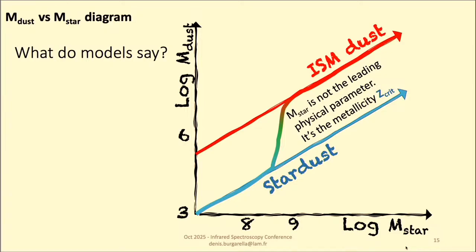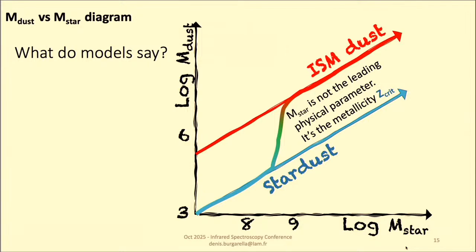And what a model says is that you have a transition here between 10 to the 8 and 10 to the 9. But the stellar mass is not the leading parameter. Models tell you that it's just the metallicity, which is the main one. Of course, as was shown this morning by Robert, you have the mass-metallicity relation, and that's why we have the transition. So galaxies here move from the stardust to the ISM dust when they reach some critical metallicity.